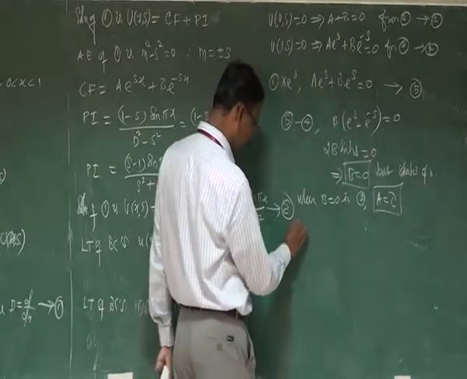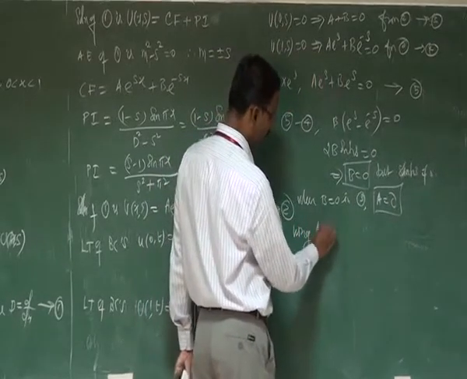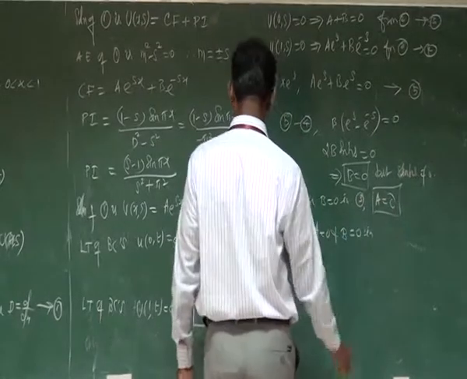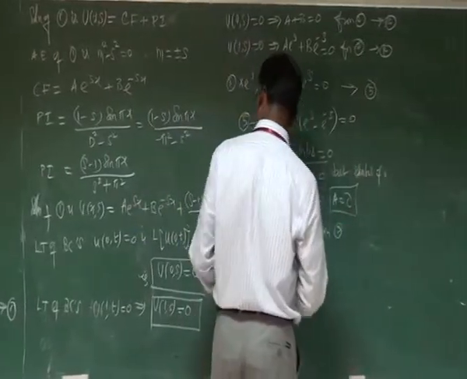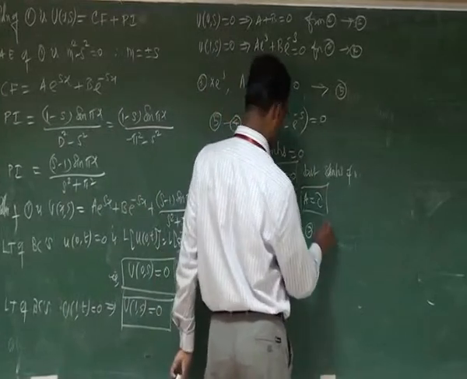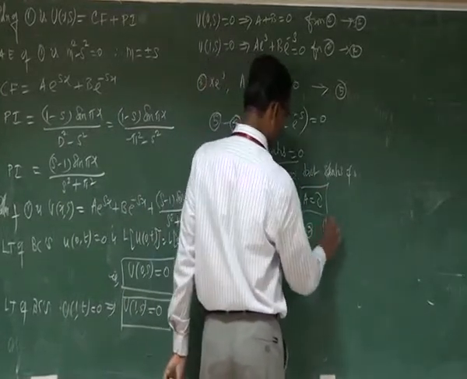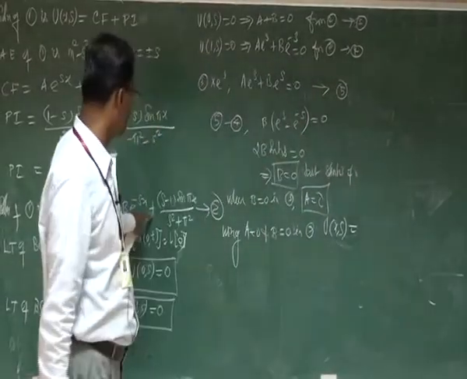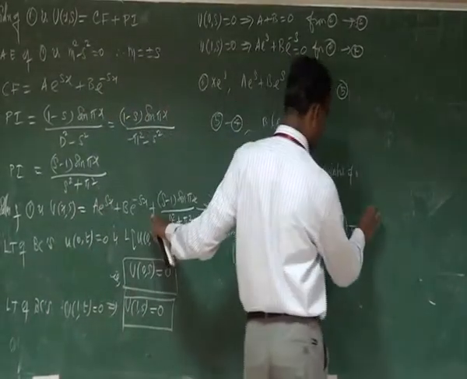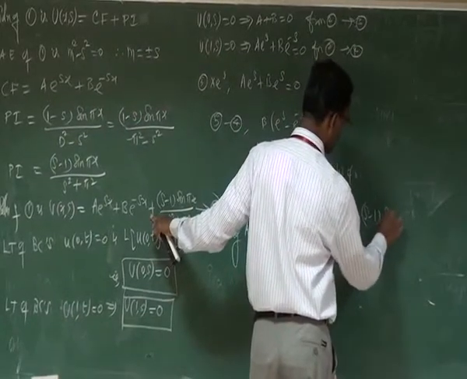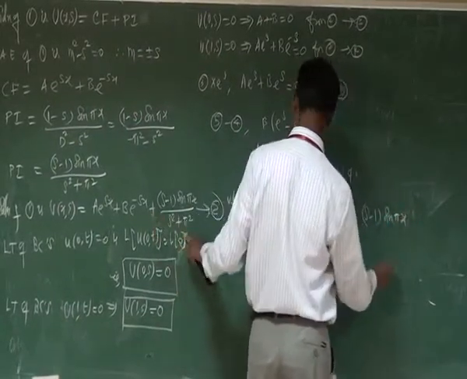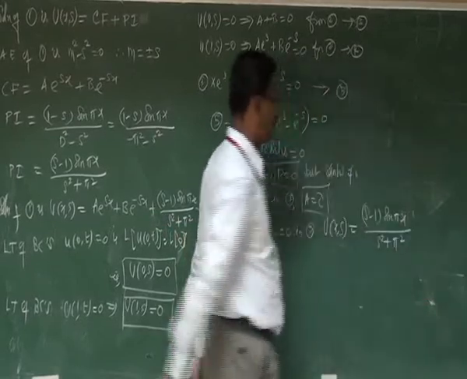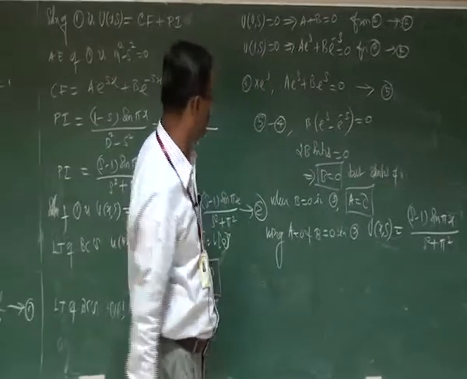So using a is equal to 0 and b equal to 0 in equation number 2, here we get u of x comma s is equal to, since a is 0 and b is 0, s minus 1 into sin pi x divided by s square plus pi square.